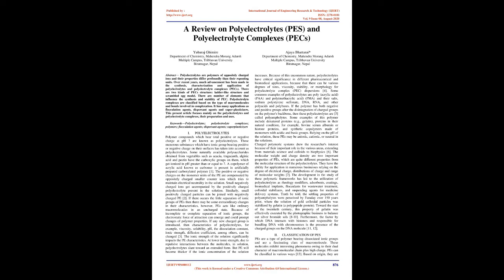There are two kinds of PEC structure, ladder-like structure and scrambled egg model. There are a number of elements that influence the synthesis and stability of PEC. Polyelectrolyte complexes are classified based on the type of macromolecules and bonds involved in complexation.